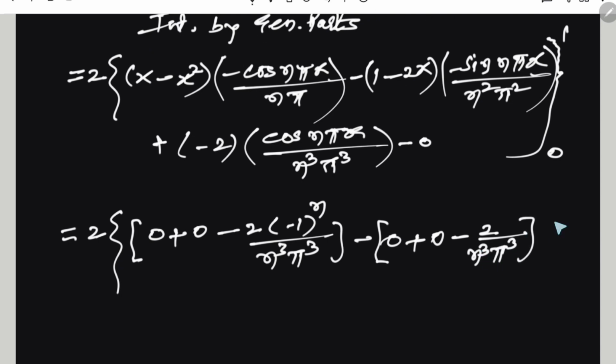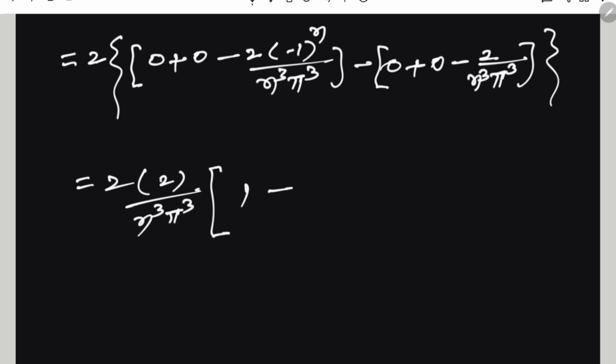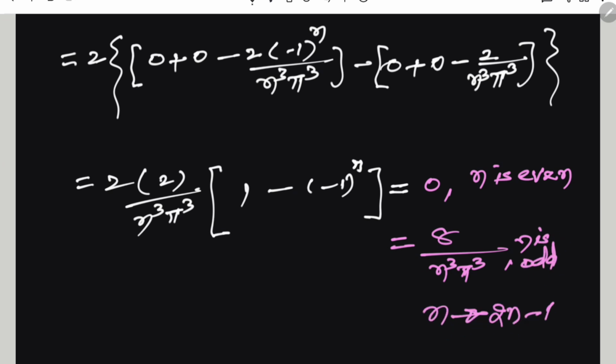From these two terms we can take minus 2 upon n cube pi cube common, we get 2 into 2 by n cube pi cube in bracket 1 minus minus 1 raised to n, and due to this term we find two different values for even and odd. For even it becomes 0 and for odd it becomes 8 upon n cube pi cube, or replace n by 2n minus 1 in equation 1.